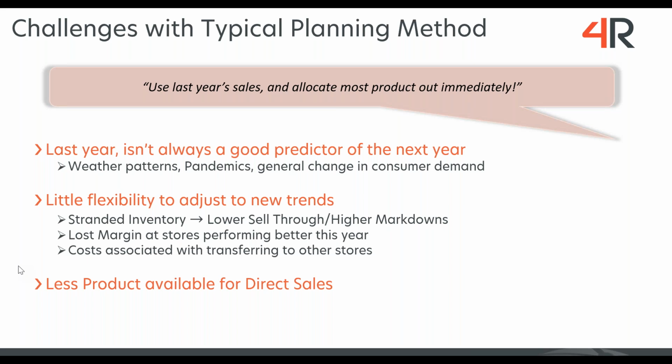Let's review the common planning method we see among retailers. Typically, in preparation for an upcoming season, such as back to school, we see retailers buy a lump sum of product and distribute the vast majority of it out to the stores immediately, based on a forecast from the previous year's sales. There are a few problems with this approach.